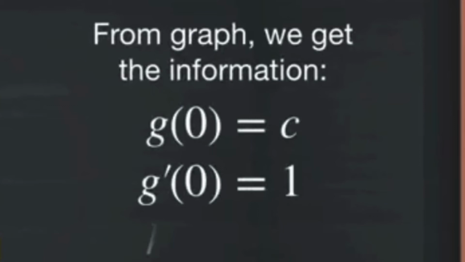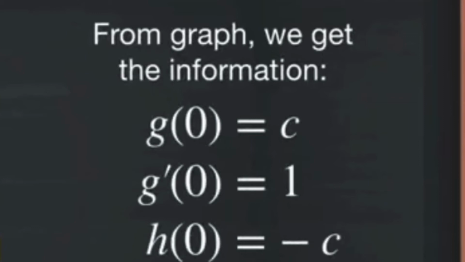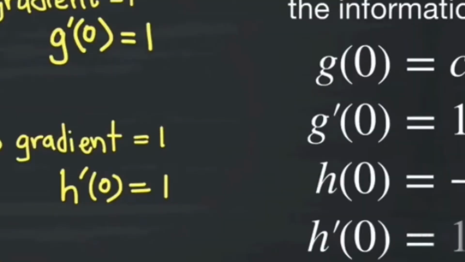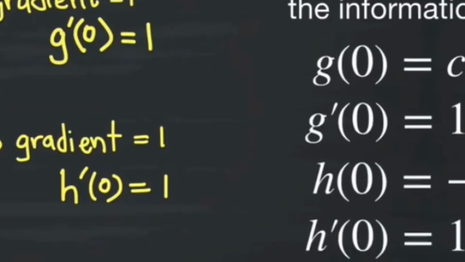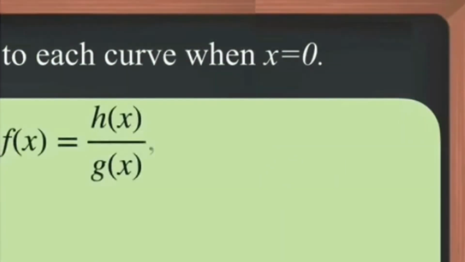So g prime 0 is 1, obviously, because it's the gradient of the blue line, so it's the gradient of the tangent to the curve. And then h(0) is negative c, so that is the y-intercept for the curve h(x). And then h prime 0 obviously is 1 because the tangent, the blue line, has gradient 1, isn't it? Right? Okay, now since we have all the information, we can apply it here.